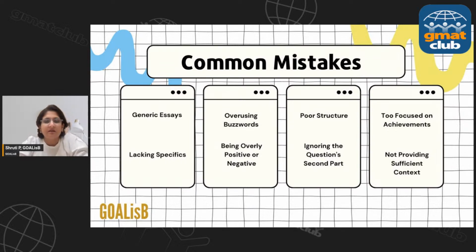Is something that you need to come up with when you are actually drafting your ISB essays. Being overly positive or negative. So when you're coming up with a situation, are you taking a very extreme stand on it? Are you totally positive about it and are you totally negative about it? That always has certain repercussions.